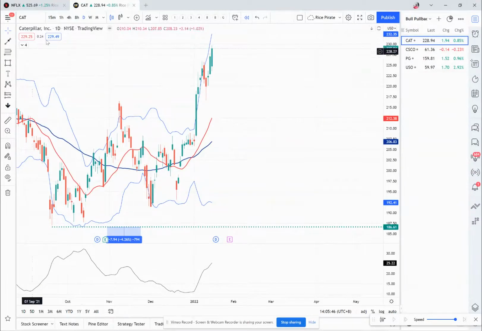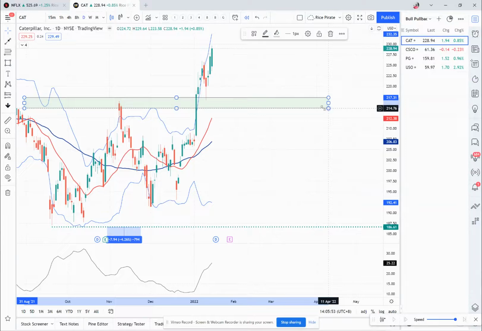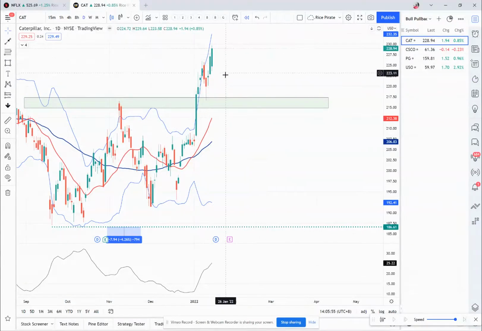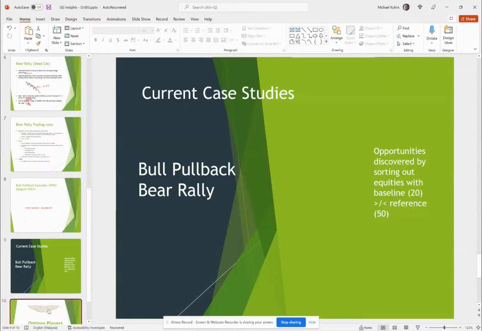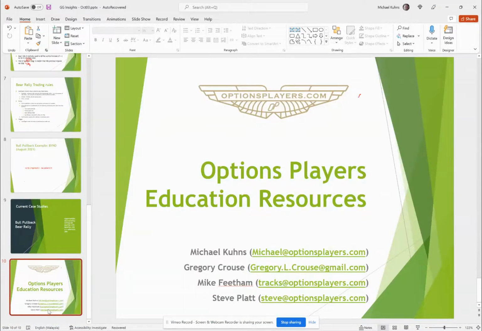Just be patient. On the Caterpillar, I forgot to mention that we got a pivot high up there. So it would really be one of these: come back down, meet either the 20 or the 50, and then start going back up. So hopefully this is useful. I like to get these patterns that I watch out there.